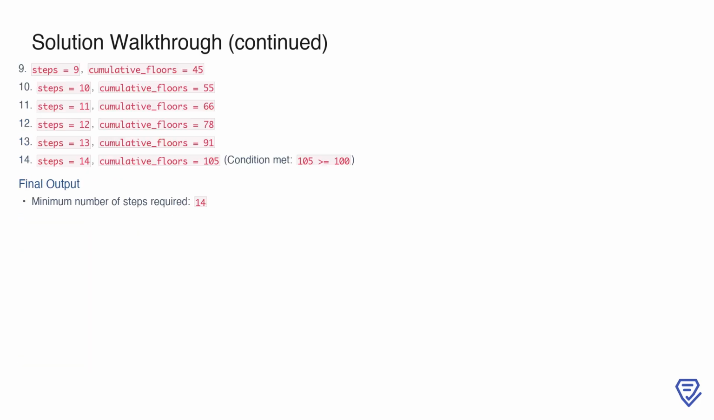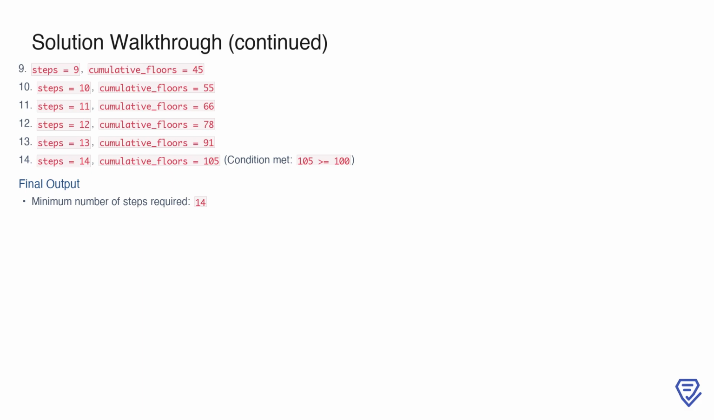We continue from where we left off, with steps at 8 and cumulative floors at 36. Incrementing steps to 9 gives a cumulative total of 45. Then, steps increase to 10, and cumulative floors become 55. At 11 steps, the cumulative floors are 66. At 12 steps, the total reaches 78. When steps are 13, the cumulative floors rise to 91. Finally, at 14 steps, the cumulative floors reach 105, which exceeds the total of 100 floors.